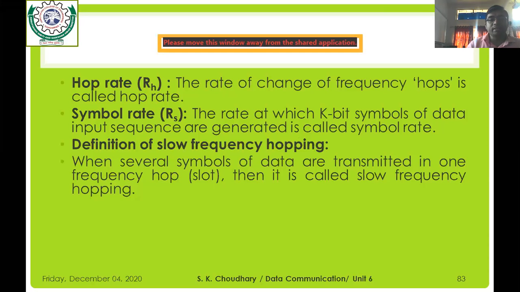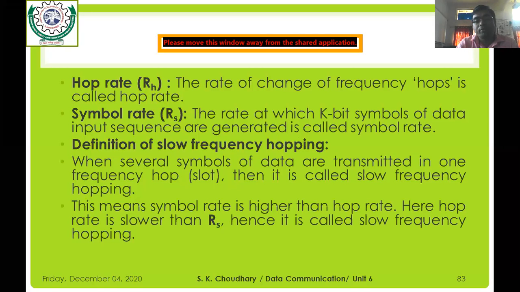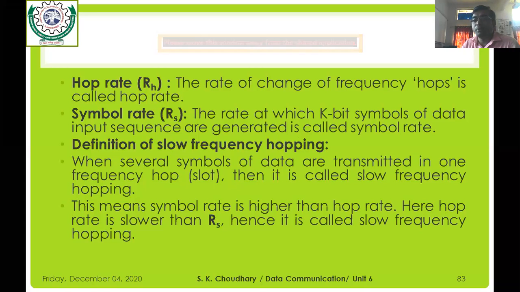Now we have to see what is the definition of the slow frequency hopping. When several symbols of the data are transmitted in one frequency hop or one frequency slot, it is called the slow frequency hopping. This means symbol rate is higher than the hop rate. Well, it means the number of symbols generated would be more than the frequency hops. So it is called the slow frequency hopping.